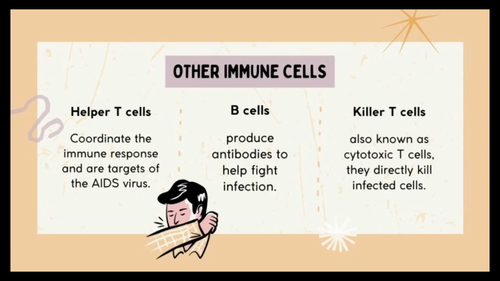Here are the other acquired immune system cells. First is the helper T cells. They coordinate the immune response and are targets of the AIDS virus. Next is the B cells, which produce antibodies to help fight infection. Lastly is the killer T cells, also known as the cytotoxic T cells. They directly kill infected cells.